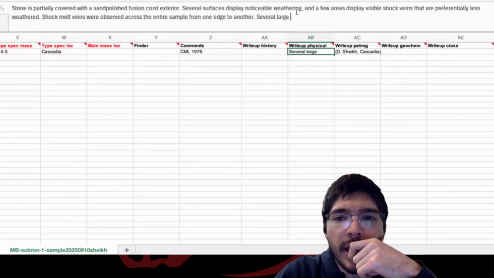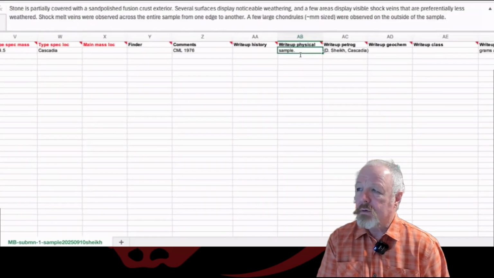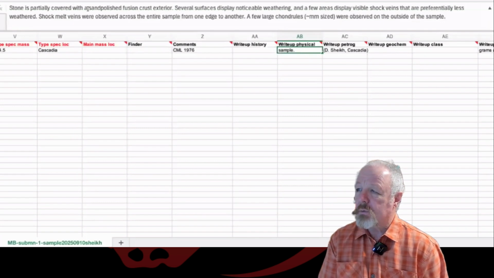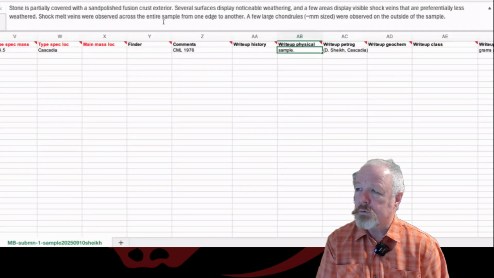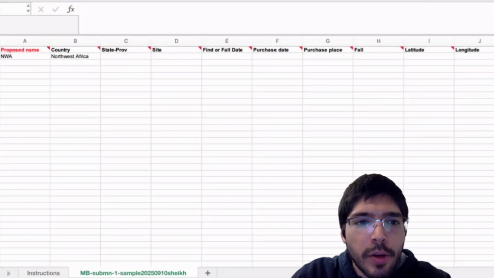So we talk about the veins that we see throughout the sample, the weathering features, and the sandblasted or sand polished fusion crust exterior. The uncrusted parts are a brownish color, and the fusion crust is between black and brown. Okay, so let's start from here.